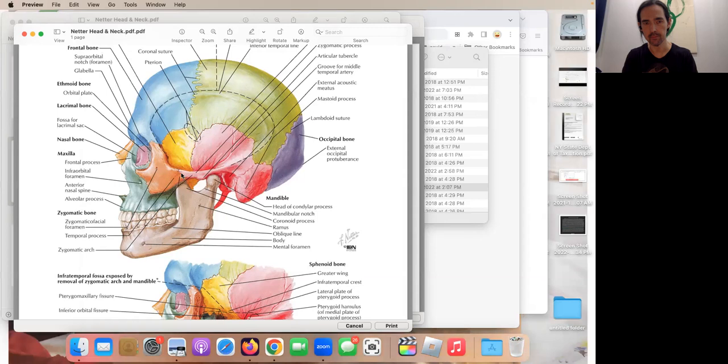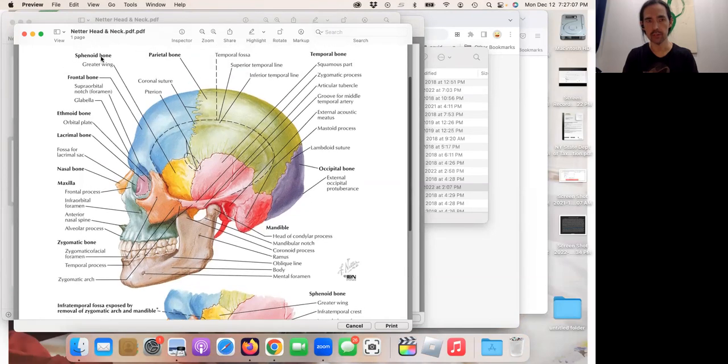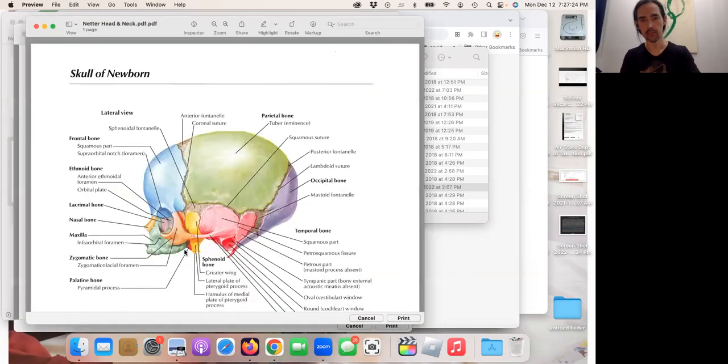Temporal bone, zygomatic bone. Sphenoid bone, here's the label up here. Nasal bone, maxilla. I almost said frontal bone. Frontal bone, maxilla, mandible.